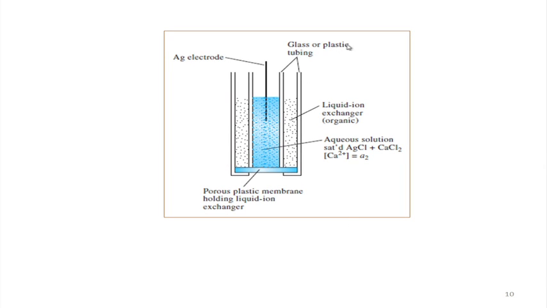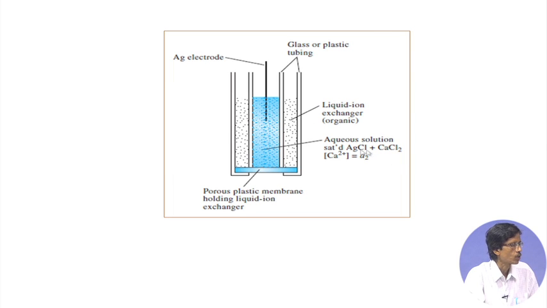So, what you see is that there is a glass or plastic tubing. It is either glass or plastic, with a porous plastic membrane holding a liquid ion exchanger. This is the porous membrane made of the corresponding plastic material, and that plastic material holds some liquid, and this liquid is your liquid ion exchanger.